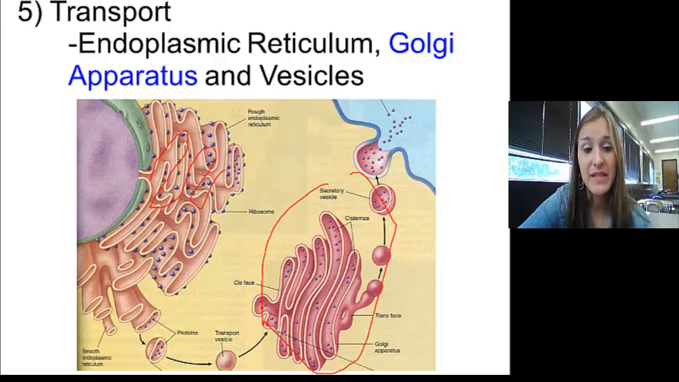And what these basically do is they form vesicles, or vacuoles, that are going to be able to move around the cell. So here you have one coming, and it's going to transport things out of the cell, and here we have a vesicle forming that's going to put things into the Golgi apparatus. So they communicate with each other.